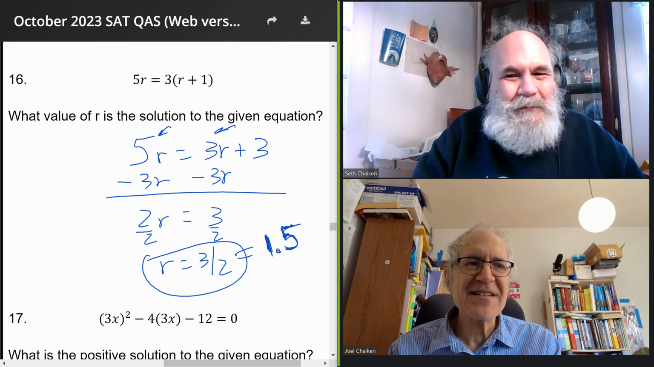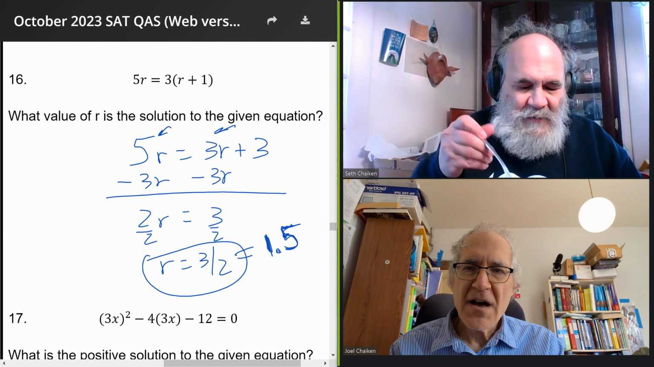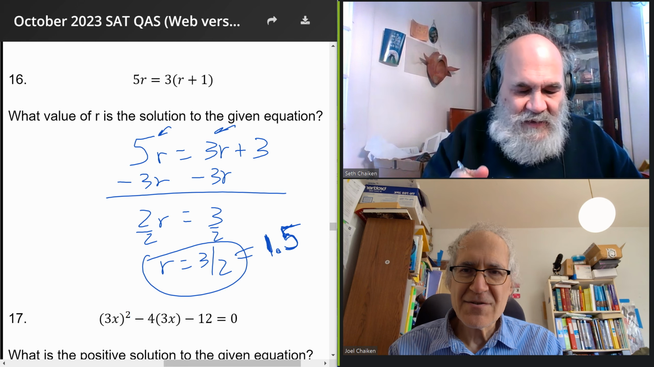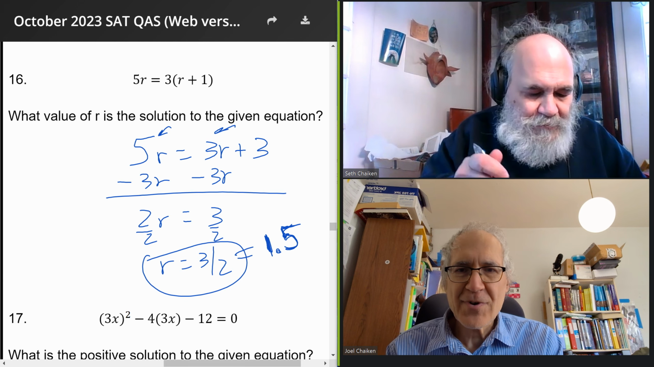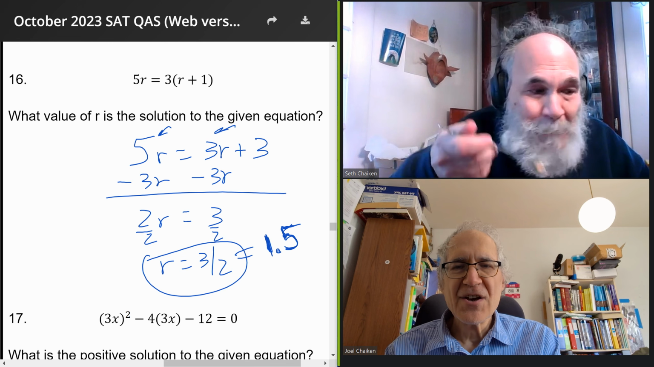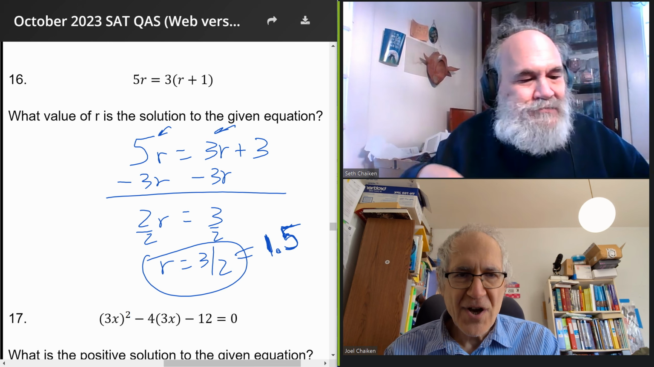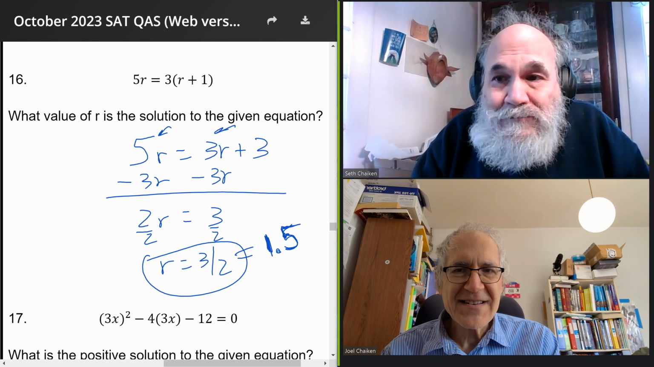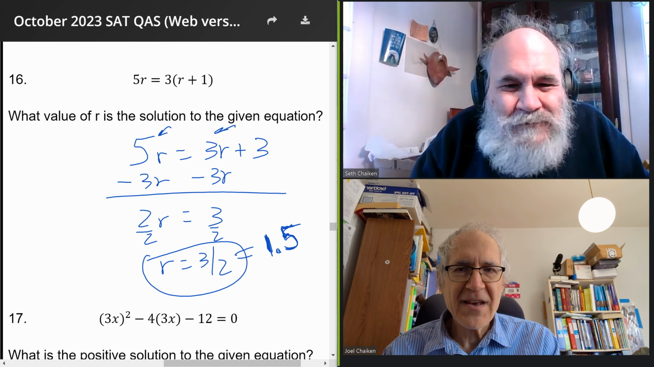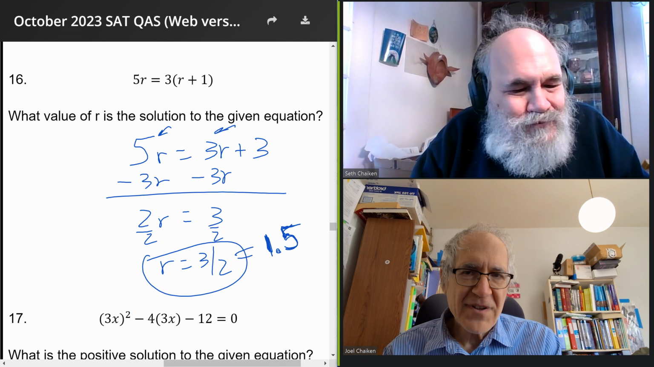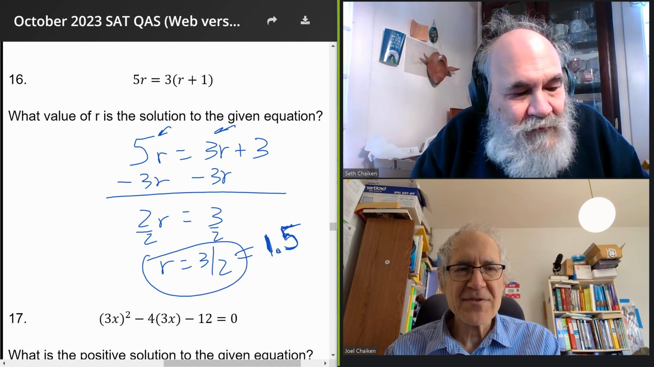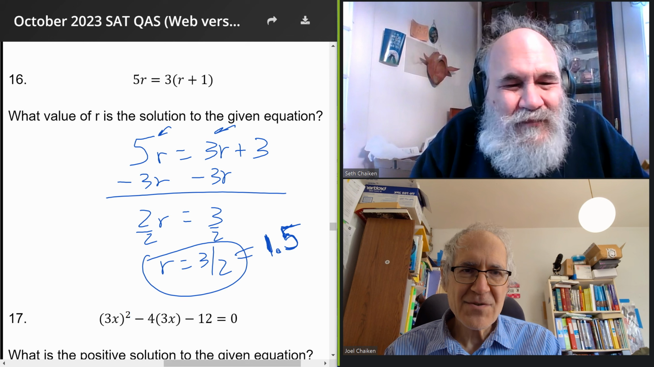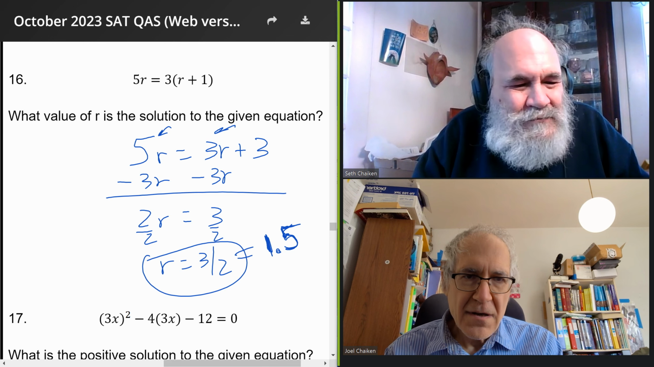Let's ask the 4 questions. We'll start with the question that's the most important. What is the main idea? What are they trying to see if you know how to do? It's pretty clear that they're testing to see if you know how to solve a linear equation with a variable on both sides. That seems to be the problem at hand here.